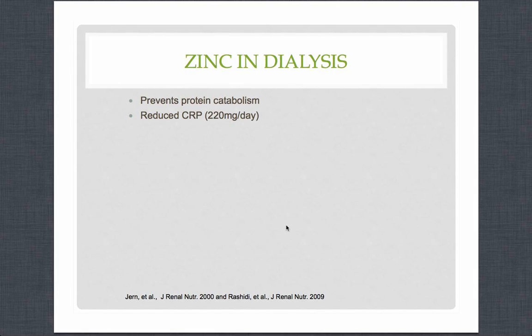Zinc in dialysis prevents protein catabolism, again, probably through increasing testosterone or stabilizing testosterone, and it reduced C-reactive protein. The dose here was 220 milligrams per day.